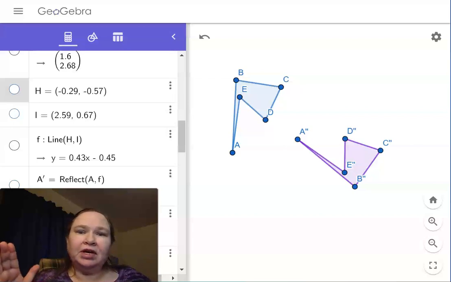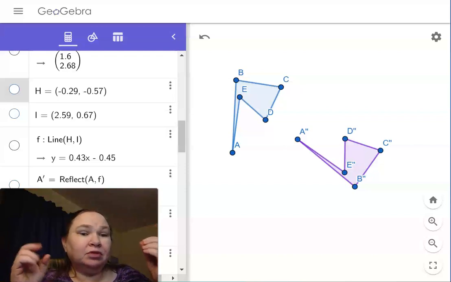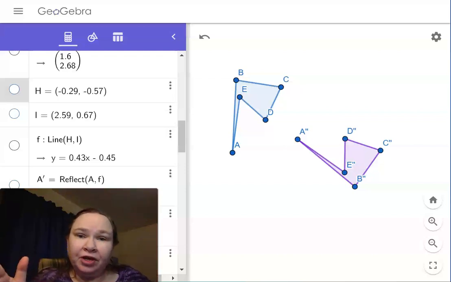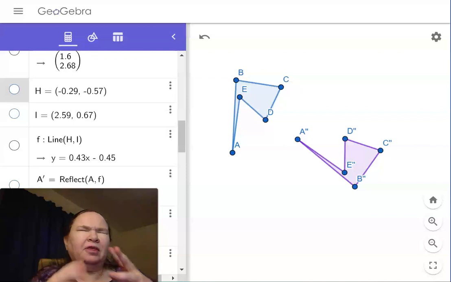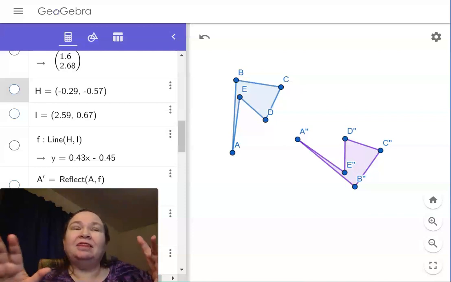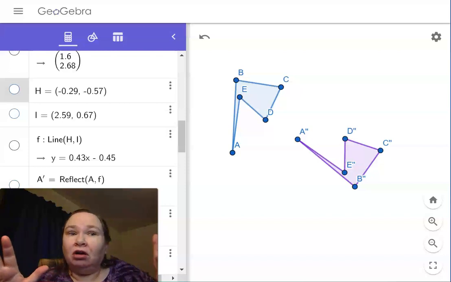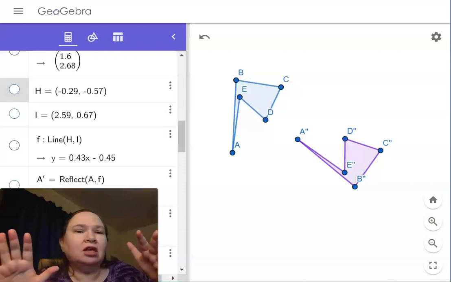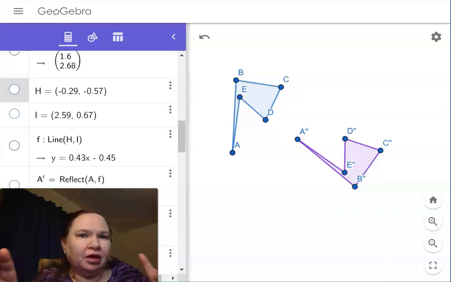All right, now we're going to tackle probably the most difficult ones, which are the glide reflections. The thing is that glide reflections, while you think of them as being this kind of simple glide and reflect, can look like a lot of different things.